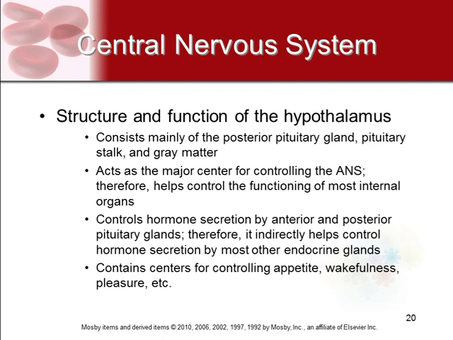So one of the higher parts of your brain would be your hypothalamus, and that consists of your posterior pituitary gland, the pituitary stalk, and it has a lot of gray matter in it. And this acts as the major center for controlling your autonomic nervous system. So those are those involuntary functions that you have, and it helps control most of them. It also controls hormone secretions by the anterior and posterior pituitary glands. So it helps to control most of the endocrine system glands. It also contains the centers that control your appetite and wakefulness, restfulness, and pleasure, that kind of stuff.